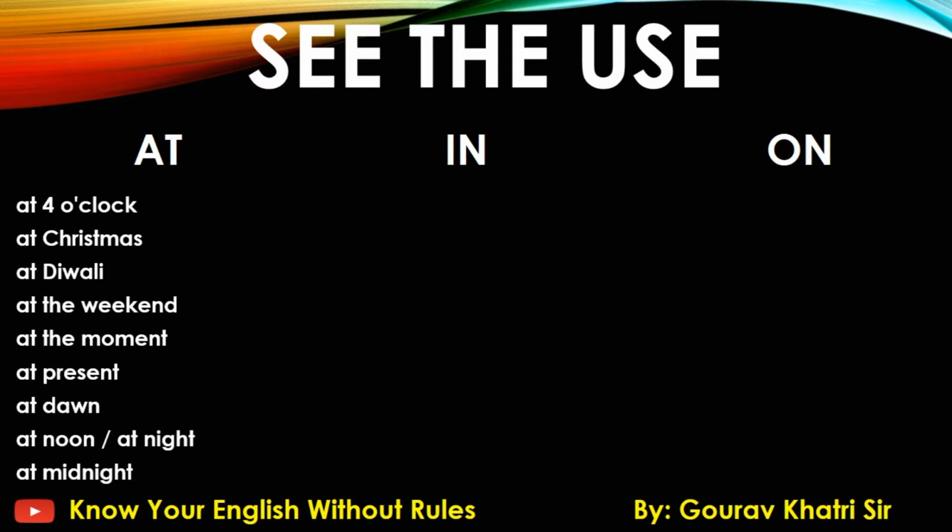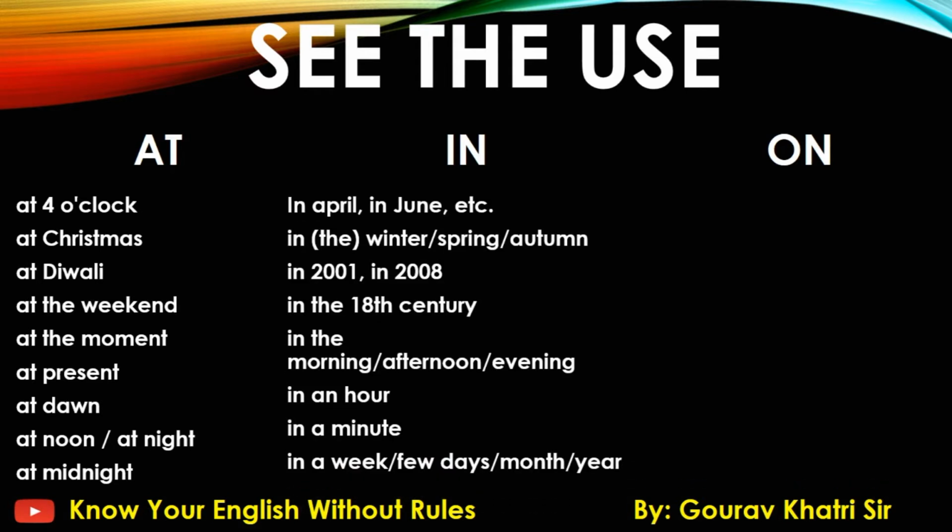At dawn. Dawn is the time when the sun rises in the morning. That is called dawn. At dawn. At noon. At night. At midnight. Now practice some sentences with in. Speak after me. In April. In June. And likewise, you can say in July, in December, all the 12 months of the year.